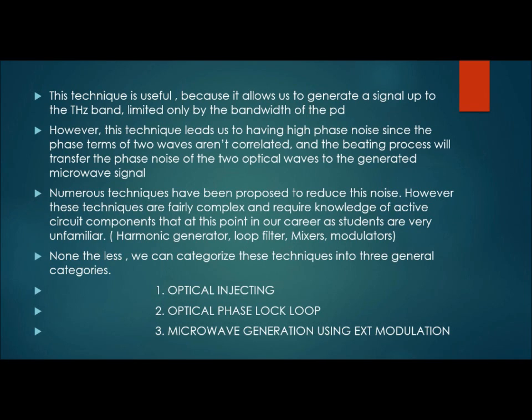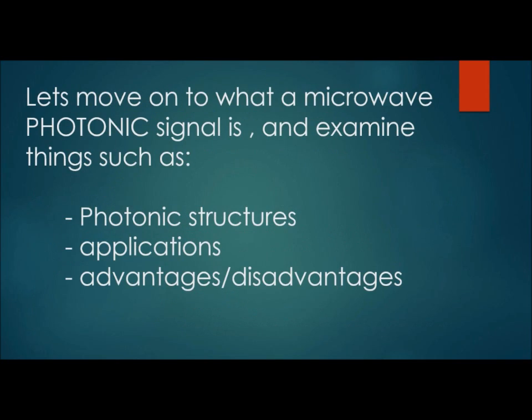Nonetheless, we can categorize these techniques into three general categories: optical injection, optical phase lock loop, and microwave generation using external modulation. So now let's move on to what a microwave photonic signal is, and then we can examine things such as photonic structures, applications, and advantages and disadvantages.